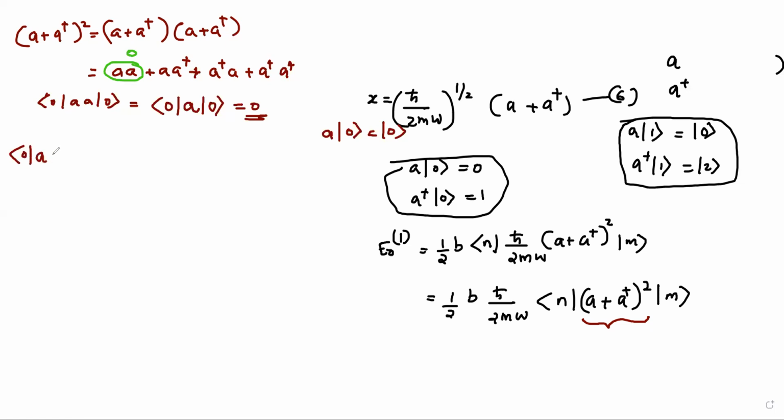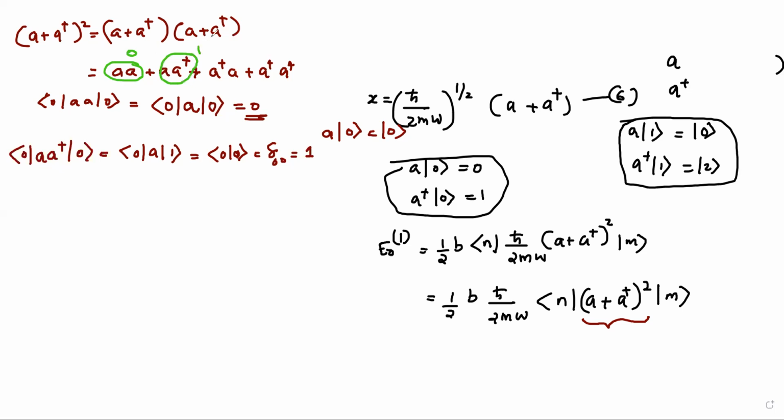Now consider the second term. We operate ⟨0|a a†|0⟩. a† on 0 becomes 1. Again the annihilation operator reduces it to 0. Sorry, a on |1⟩, when you operate it, becomes |0⟩, because it is annihilation, so the value decreases by one. So ⟨0|a|1⟩ becomes ⟨0|0⟩. That means delta 0,0. When m is equal to n, this value becomes 1. So the second term becomes 1.